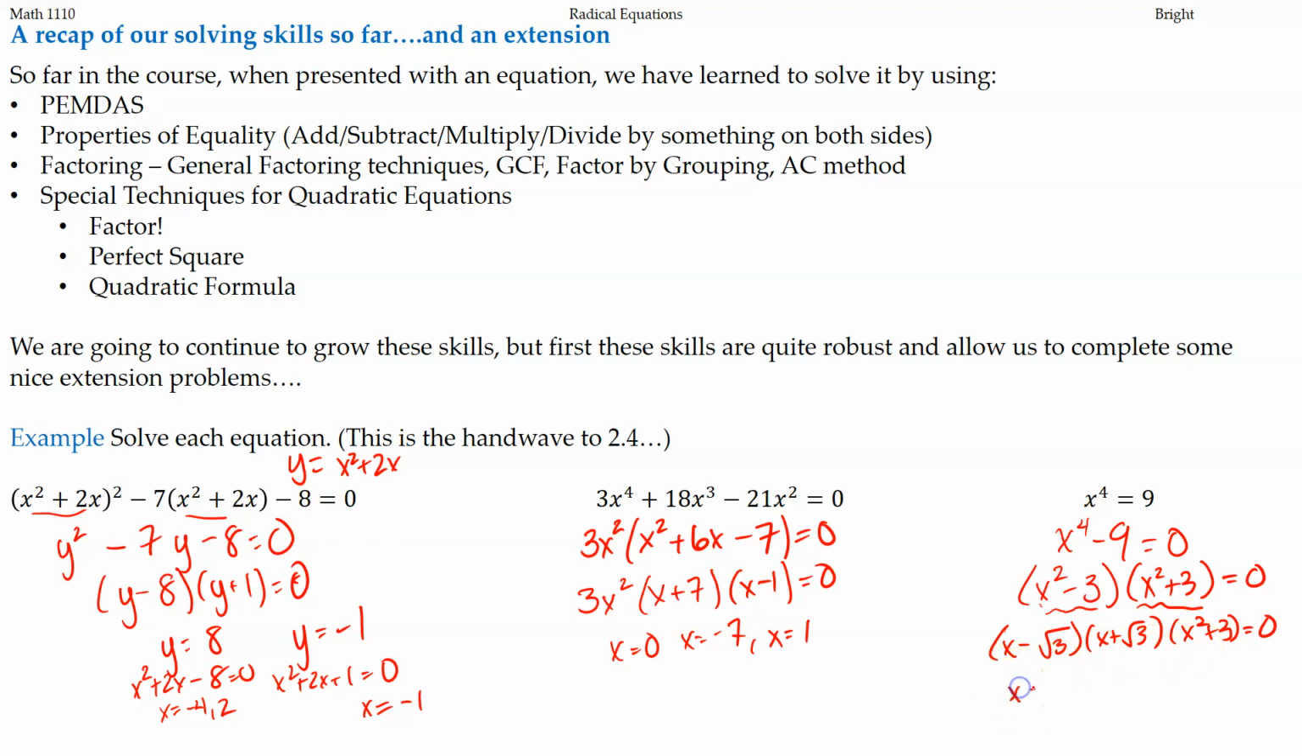Okay, you set them each equal to 0. From the first two, you get x is equal to square root of 3 and negative square root of 3. And this last one, the x squared plus 3, that actually gives you an imaginary number, so we don't get any real solutions from that, but we still can talk about these as the two real solutions. Okay, so this is just, again, a brief overview of what we've done in the course so far, as well as kind of introing what we're going to be talking about with radical equations. And then also just a nice little hand wave to the skills that we can use in 2.4.